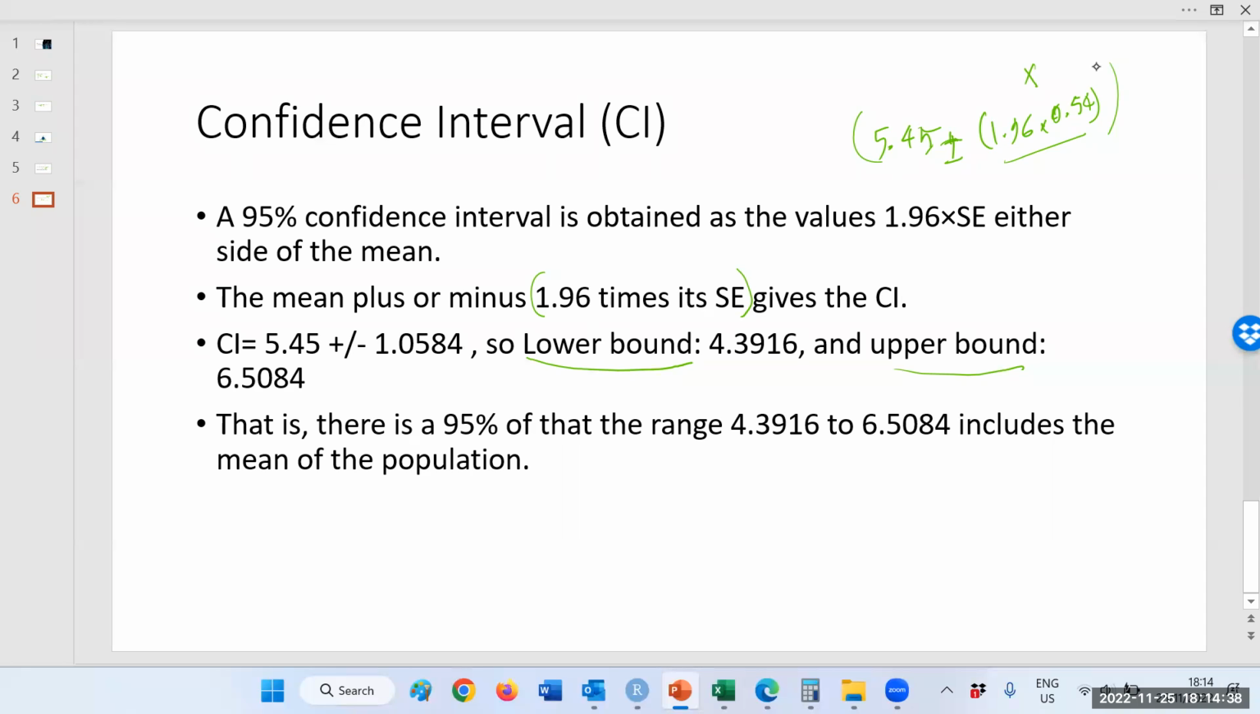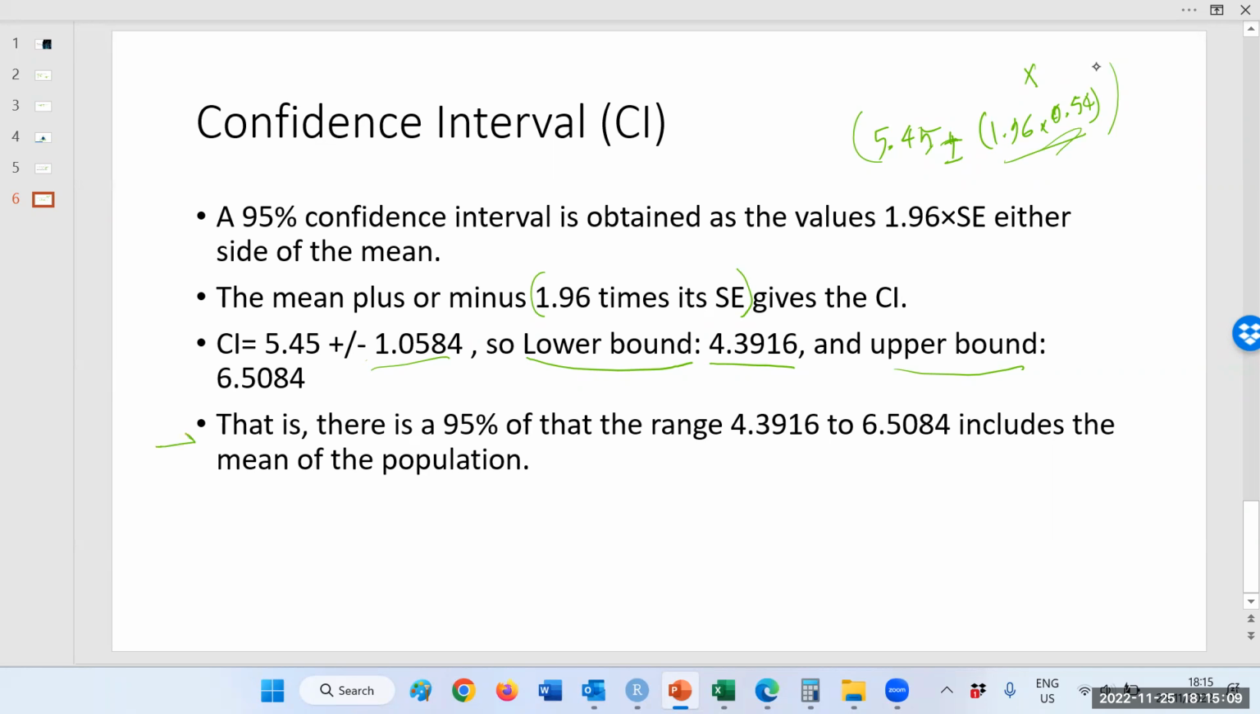So the confidence interval equals 5.45 plus minus this index, which is equal to 1.0584. So the lower bound, I've calculated it as 4.3916, and the upper bound is equal to 6.5084. How do we write it in reports or in papers?